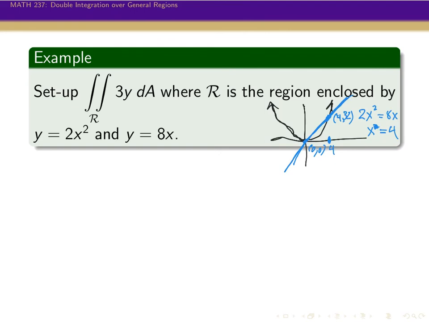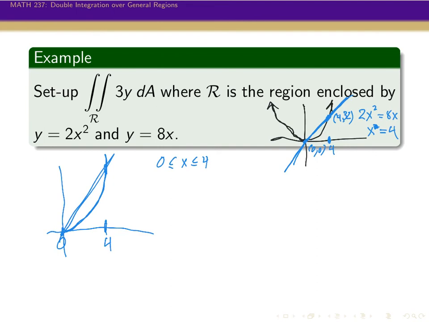Let's blow this region up a little bit bigger over here. So the line is up there, and then the parabola is through here. Okay. So can we do this as a type 1 region? Can we do this as a type 1? So remember, for type 1, we're thinking about picking what our x values are going between. So our x values here would be going from 0 to 4.